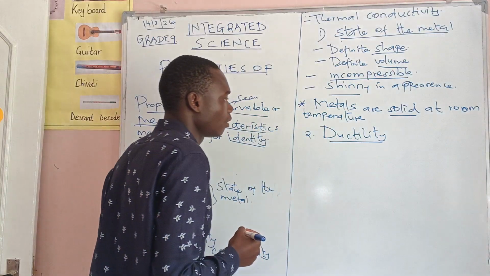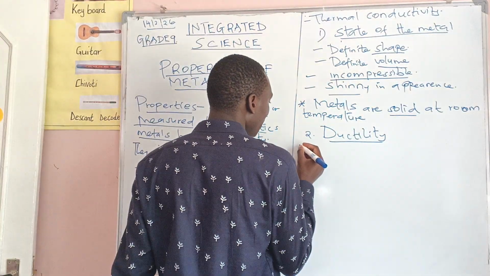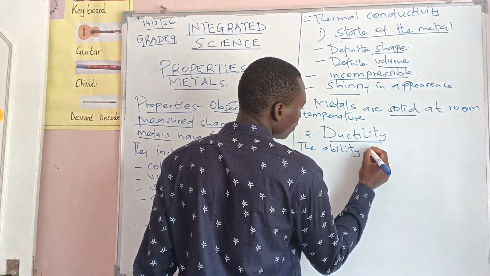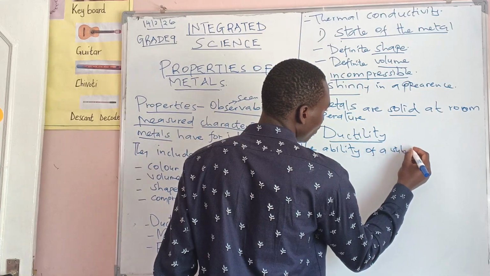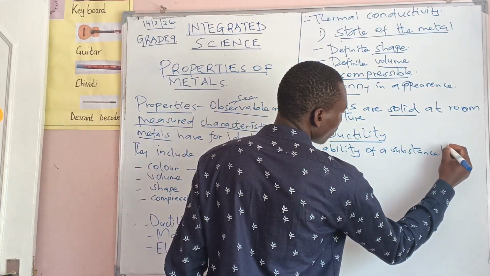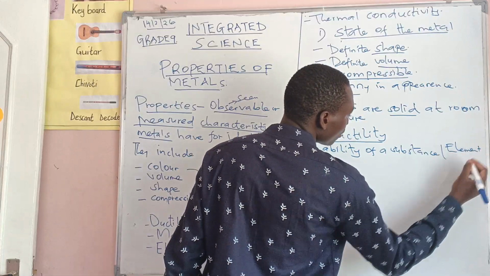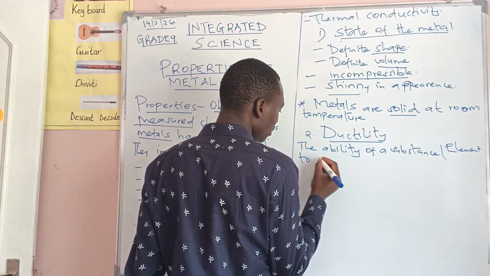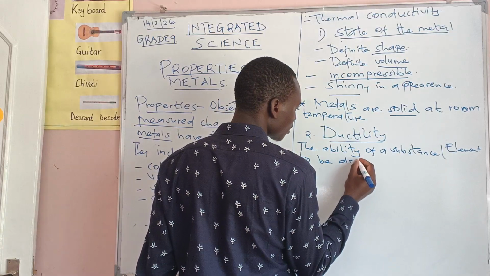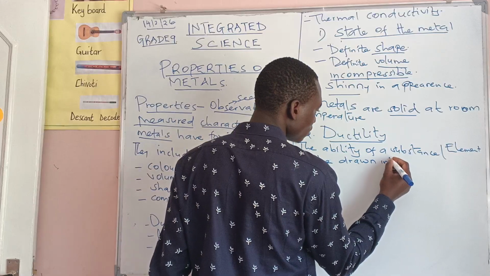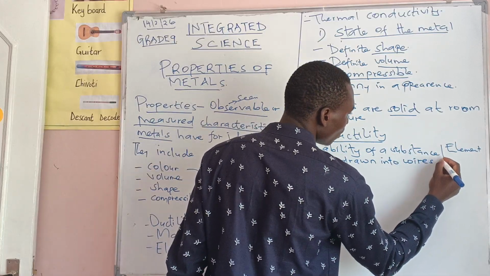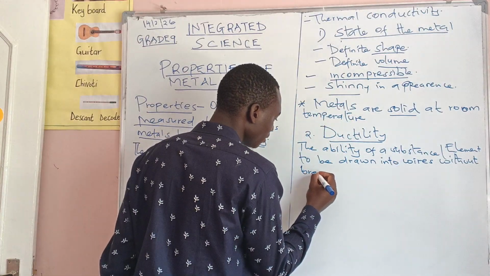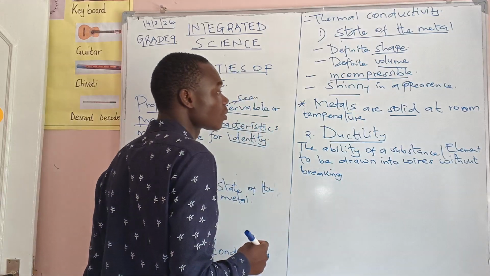Ductility. Now, in science, ductility means the ability of a substance, or element, to be drawn into wires without breaking. So it can be a substance, it can be an element. The ability of a substance to be drawn into wires without breaking, that is what we call ductility.